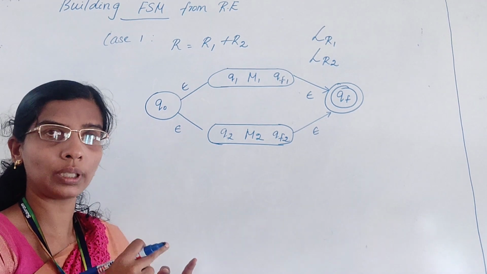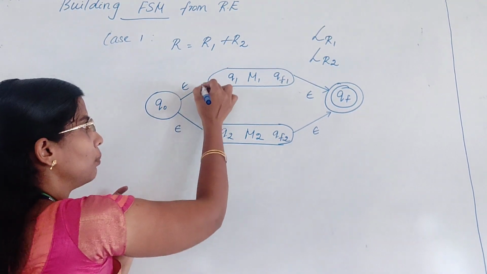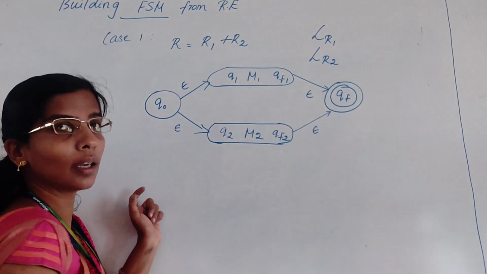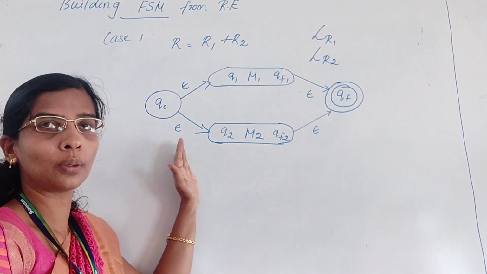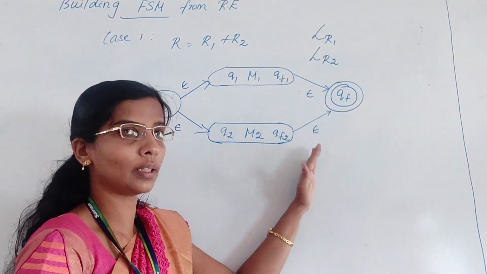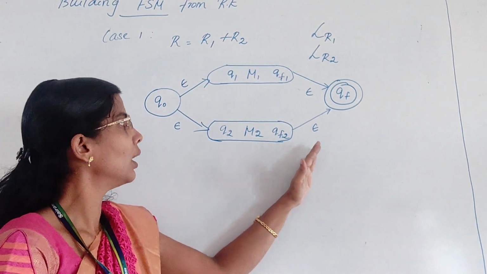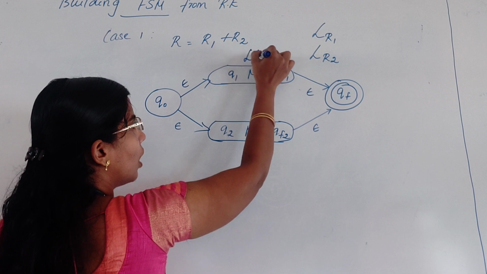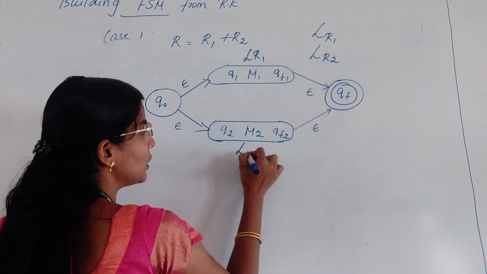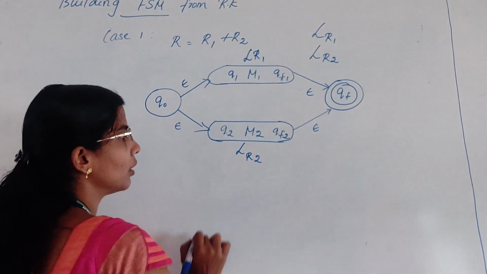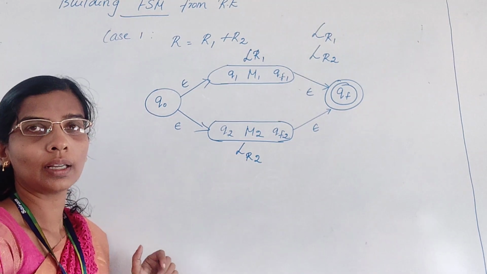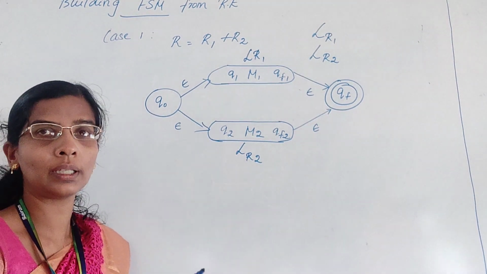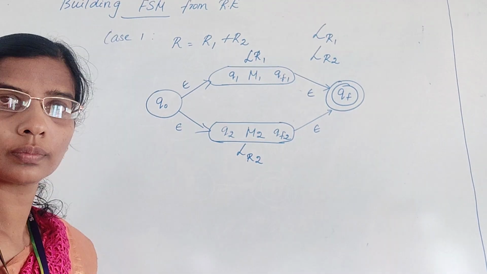So I have taken branches. After your start state, include an epsilon. Before your final state, you have to include an epsilon. And this is for which language? LR1. And this is for which language? LR2. This is how you have to remember these formulas.